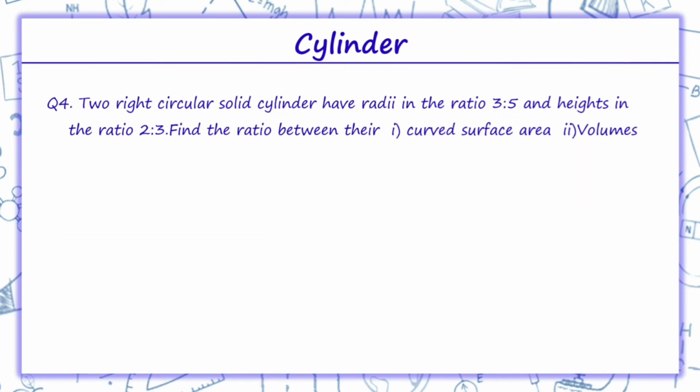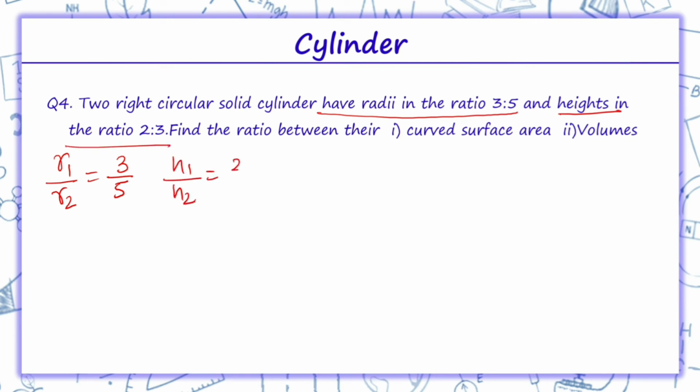Now coming on to the next question. Two right circular solid cylinders have radii in the ratio of 3:5. So let's suppose for two right circular cylinders, the radii r1 upon r2 is 3 by 5. Heights are in the ratio of 2:3. That means h1 by h2 is 2 by 3. Now we have to calculate the ratio of their curved surface area and the ratio of their volume.